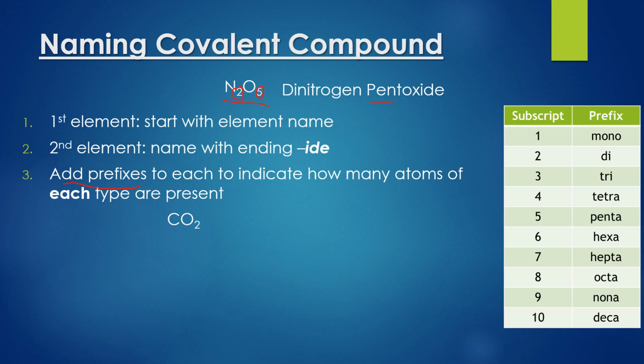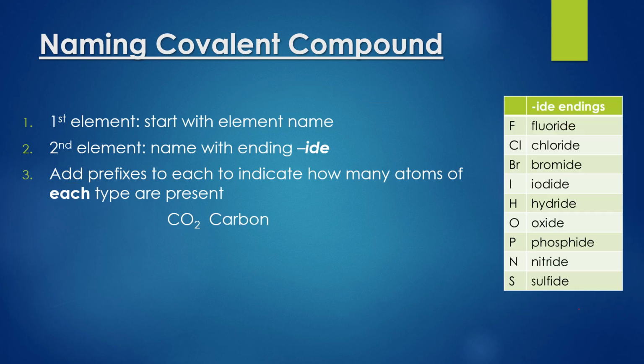Let's try another one. So CO2. Looking at this compound, you see that there is carbon, and there's only one of them. The first element name is carbon, so we write it straight off of the periodic table. The second element present is oxygen, so we want to add an IDE ending to that. So oxygen will become oxide.